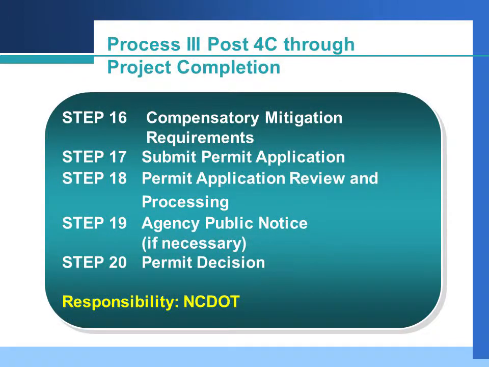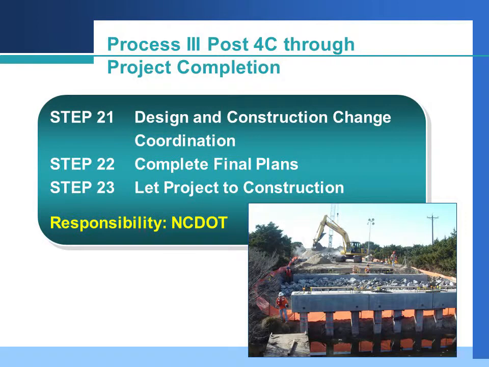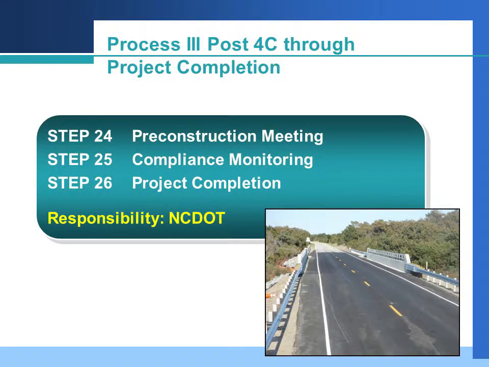The steps after the Concurrence Point 4C meeting leading up to the completion of the project are the same as discussed for Processes 1 and 2, starting with Step 16, compensatory mitigation requirements, through receiving a permit decision in Step 20. The final plans are completed, after which the project is let for construction. And finally, compliance monitoring and project completion. Process 3 Steps 16 through 26 can be reviewed in more detail in Module 12, Post Concurrence Point 4C, Project Completion.